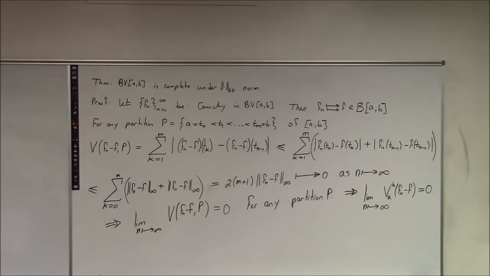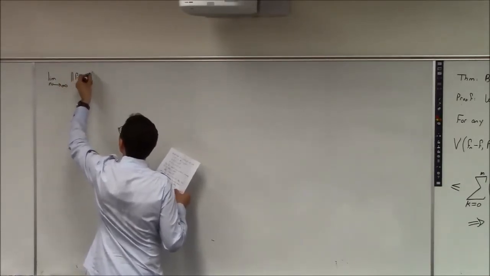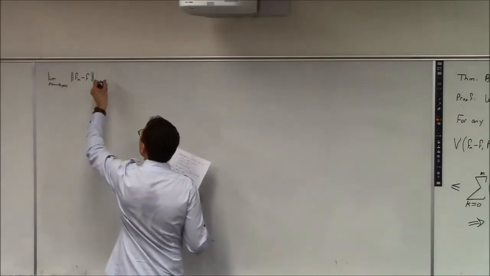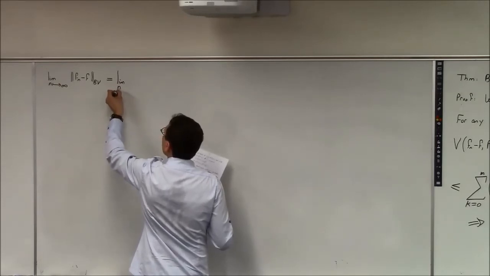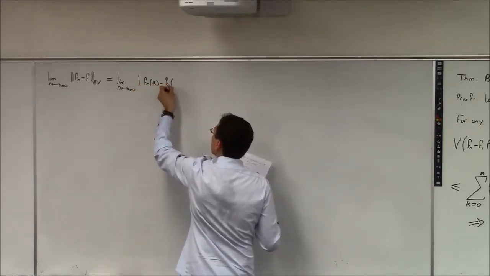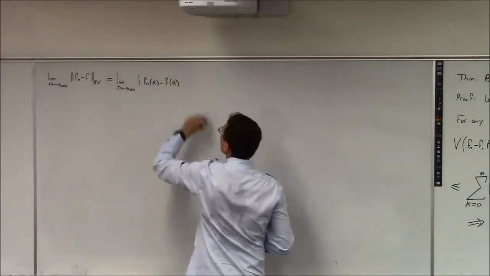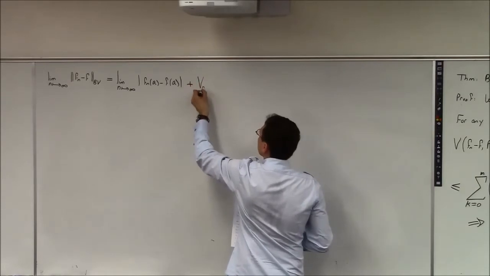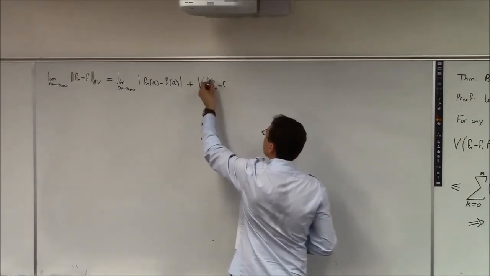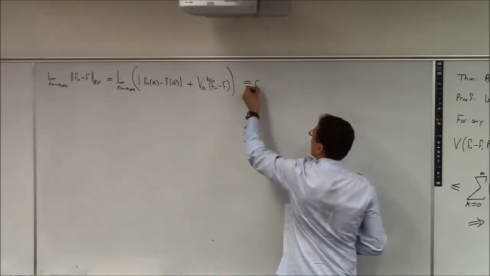So the consequence is that if I look at the limit as n goes to infinity of the norm of f_n minus f in BV, this is the limit as n goes to infinity of f_n(a) minus f(a), plus the variation of f_n minus f. Now this limit is 0.